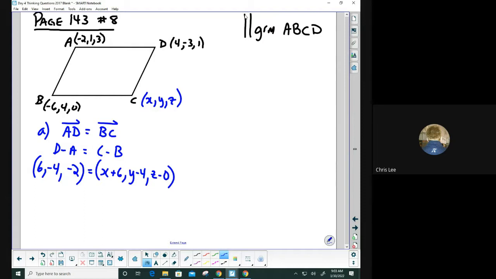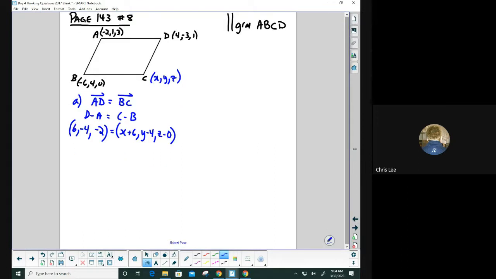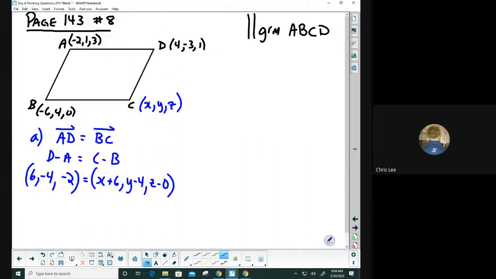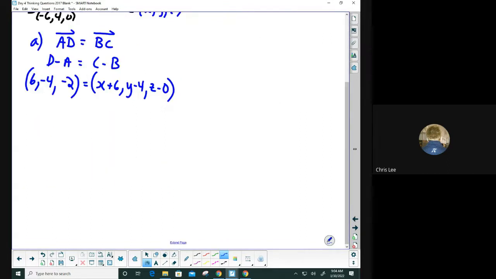Now, in order for these two vectors to be equal, all the components must be exactly the same. So the X component must be the same in both, the Y component and the Z component. So that means that this must be equal to that. So 6 must be equal to X plus 6. What does X have to be in order for that to be true? Yeah. You can subtract 6 from both sides. X equals 0.